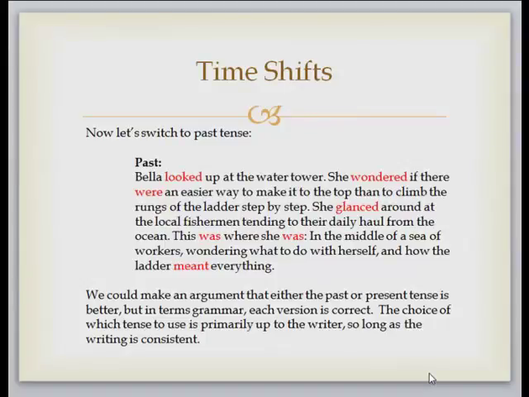So either one is good, and you, as a writer, get to make that choice. You get to decide which is better. But in terms of grammar, in terms of the way that we're using the words, either version works. Either is correct. The choice of which tense you use is primarily up to you as the writer, provided that the writing is consistent.